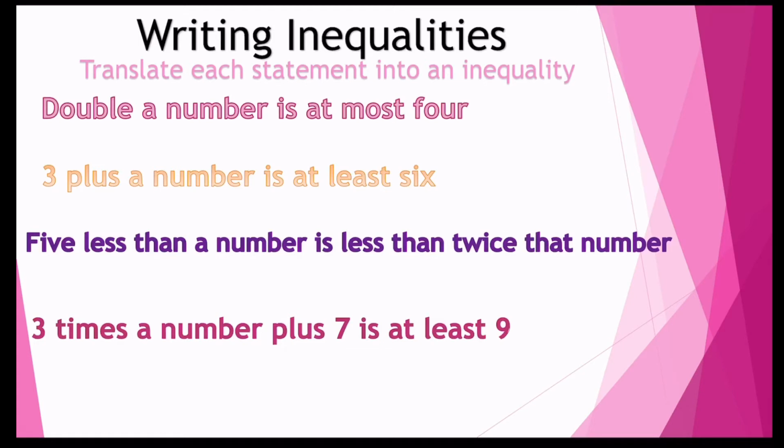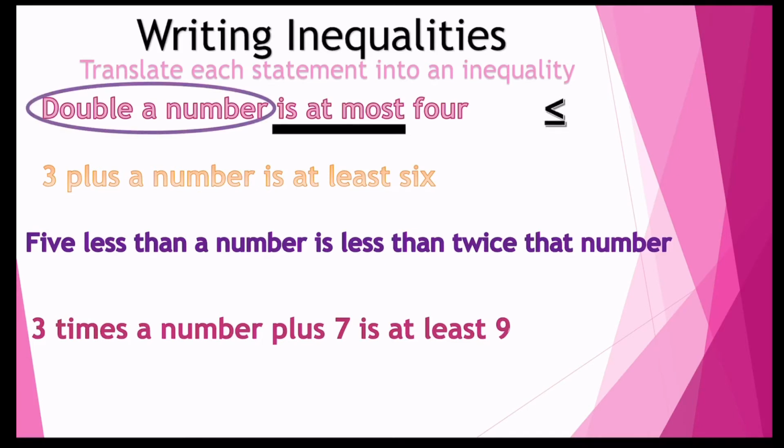So first, my eye looks for where my inequality terms are. And that's right there, is at most. Well, there's my symbol. Then I'm going to look, what came before it? Double a number. Don't make up a number. When it says double a number, or when it says a number, we don't know it. So I'm going to double X. That means times 2. Then 4 was after, so I put 4. There's my inequality. Okay, are you getting the hang of it?